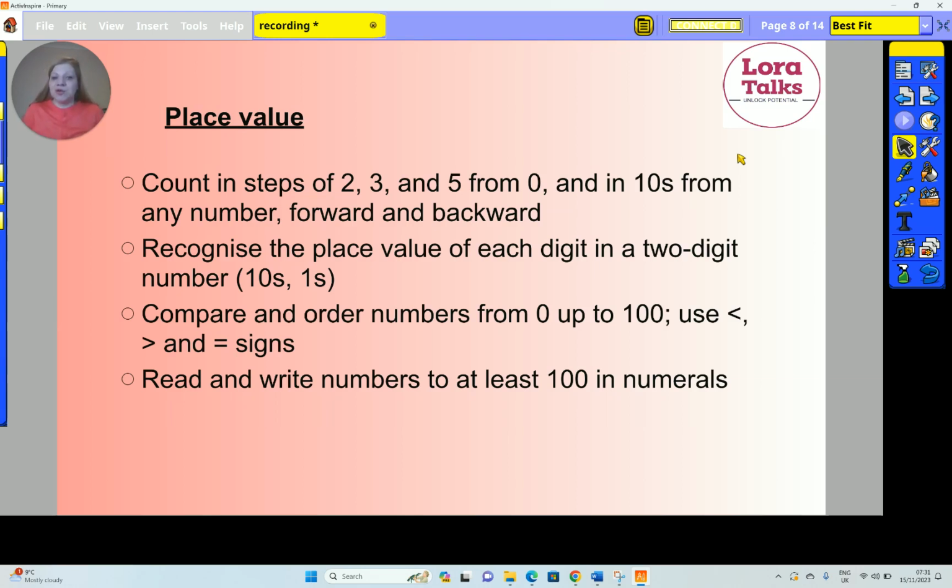Recognize the place value of each digit in a two-digit number. So you need to know what is a tens and what is a ones. And you put them in tens and ones and separate, 20 plus 1 is 21.